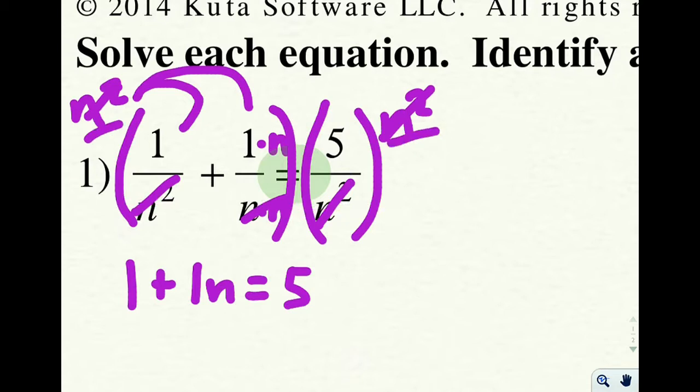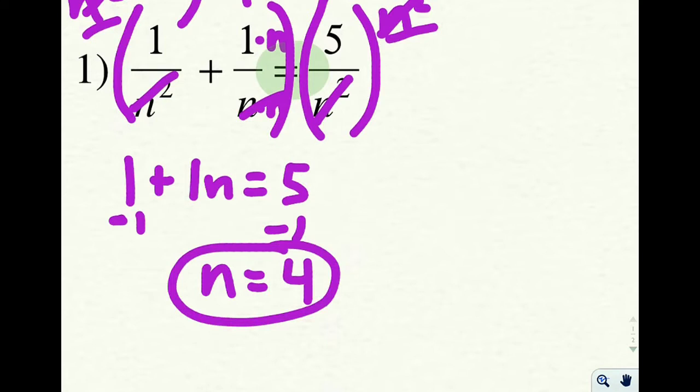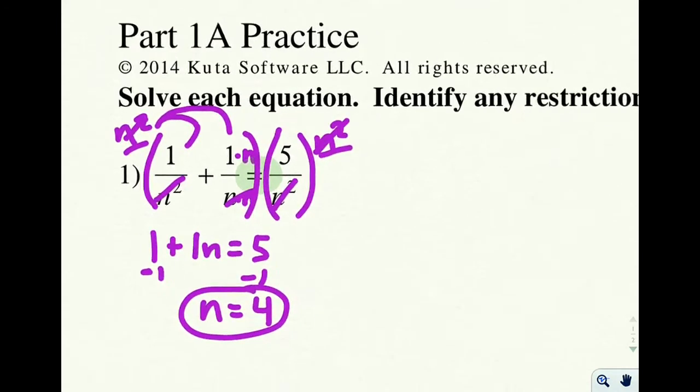But we have 1 plus 1n equals 5. So then we have a simple problem. We just subtract 1 from each side and n equals 4. Now it says something about restrictions on the variable. That's your excluded values. And so our excluded values are those that make the denominator go to 0.